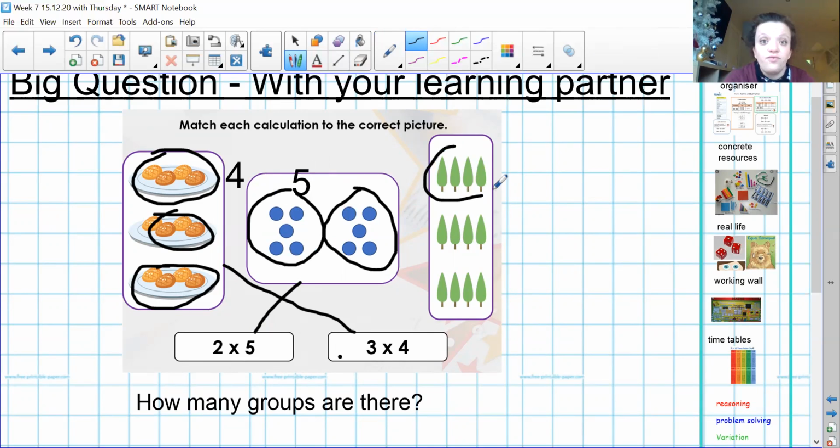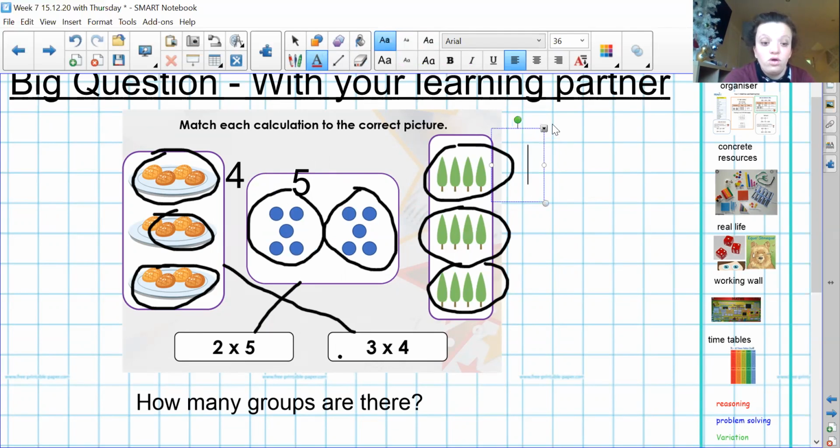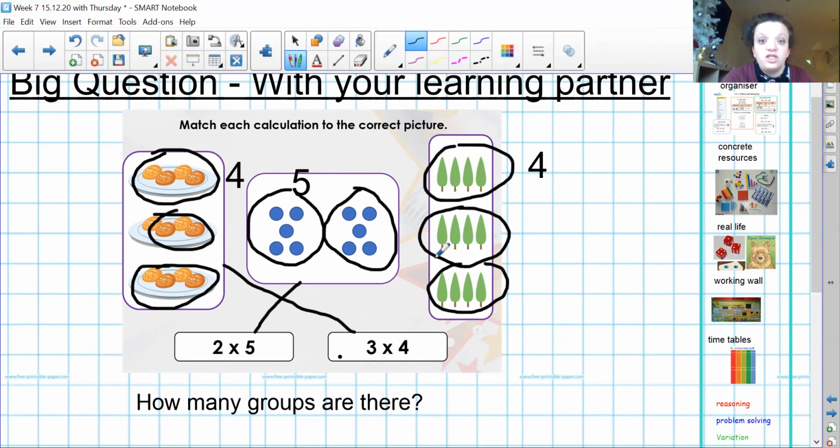Right. We've also over here got our final one. So again, we've got 3 groups, 1, 2, 3. And in each group again, we have got 4. So we've got 3 groups of 4, which is 3 times 4. Okay, so that's how it works out. Well done. If you got those right, fantastic.